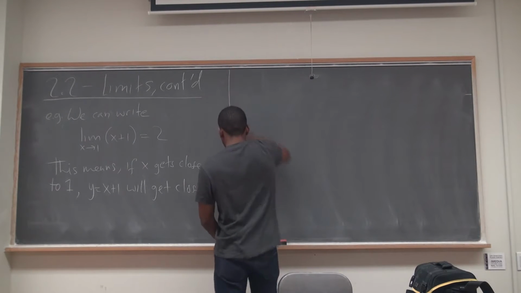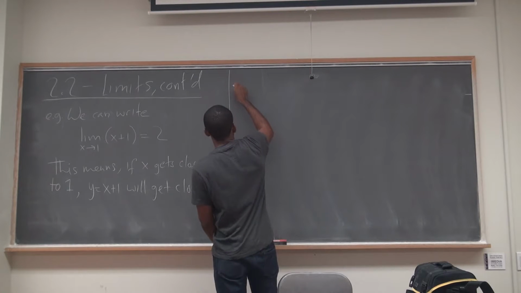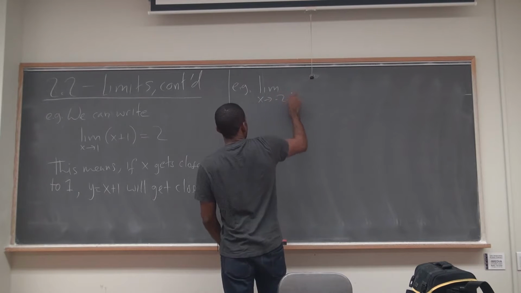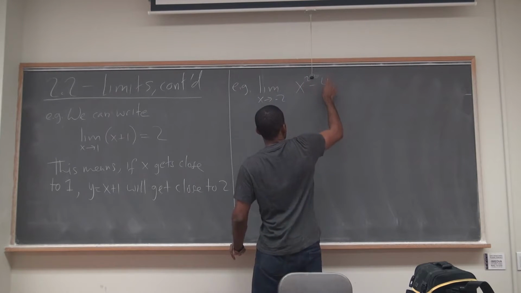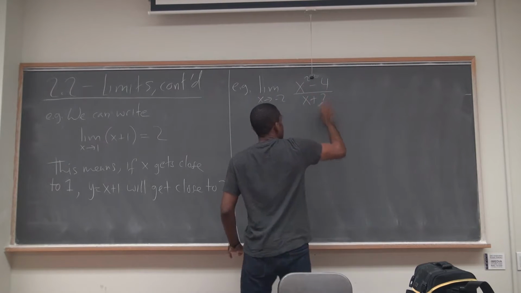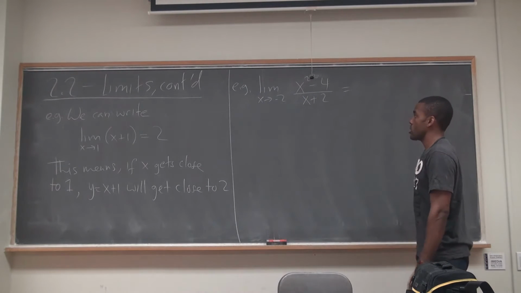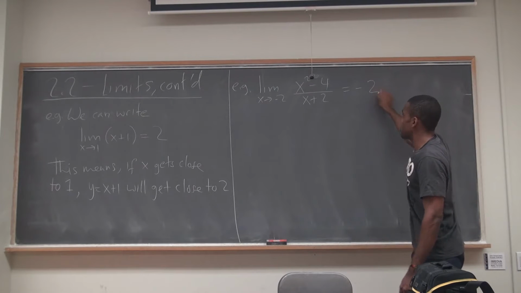Right? So the last, I believe it was the last example last time. Another example, if I took the limit as x approaches, was it minus 2, I think? x squared minus 4 over x plus 2. We did that last time when we analyzed the graph, and now we can actually write that the answer here was minus 2.